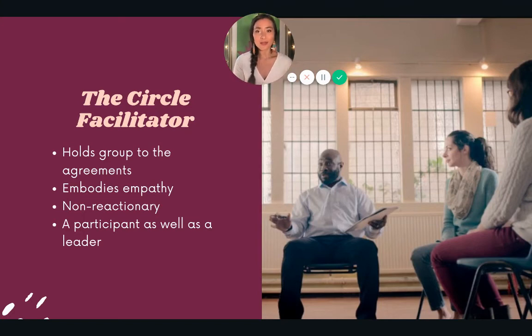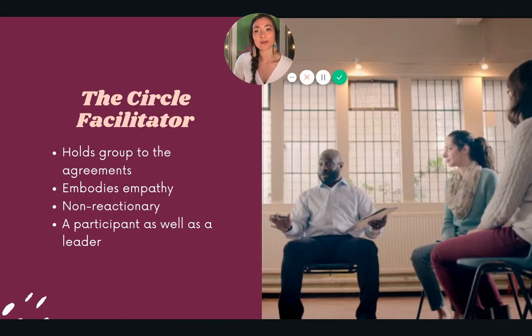So let's talk a little bit about you, the circle facilitator. The circle facilitator is the holder of safe space. You're creating this container, and the group will go as deep as you're willing to take them and as deep as they feel safe to go. And that's up to you to build an environment where that's possible. What I love about circle protocols is that the agreements are how you create that safety, and holding the group to the agreements is how you keep the safety.